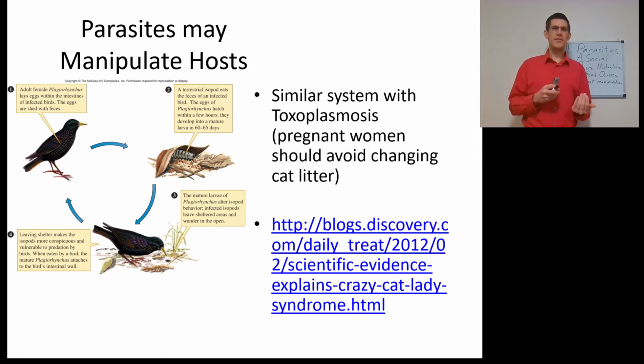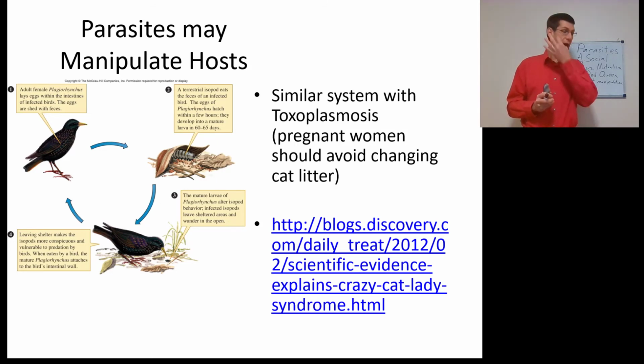Because now the Plagiorhynchus is going to mature in the bird, it is going to lay eggs in the bird, and the eggs get shed with the feces. When they get shed with the feces, they'll eventually get eaten by a sow bug, pill bug, whatever. And that pill bug will then become not afraid of the light. And the cycle continues. Toxoplasmosis is something that infects rats. So it infects a rat and makes the rat actually like the smell or be less afraid of the smell of cat urine.